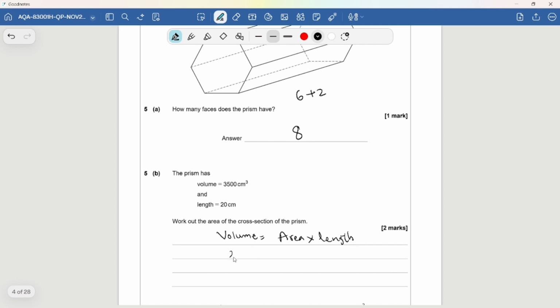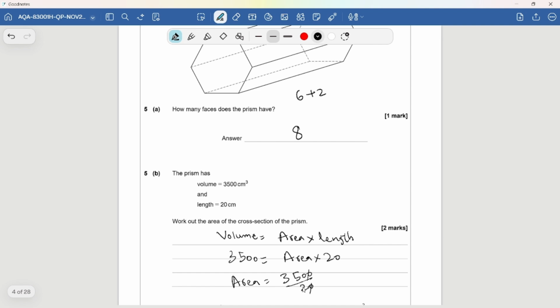We have been given the volume as 3500. Area is unknown. We are trying to figure out what that is. And the length is 20 given here. So from this we can figure out the area by dividing 3500 by 20.